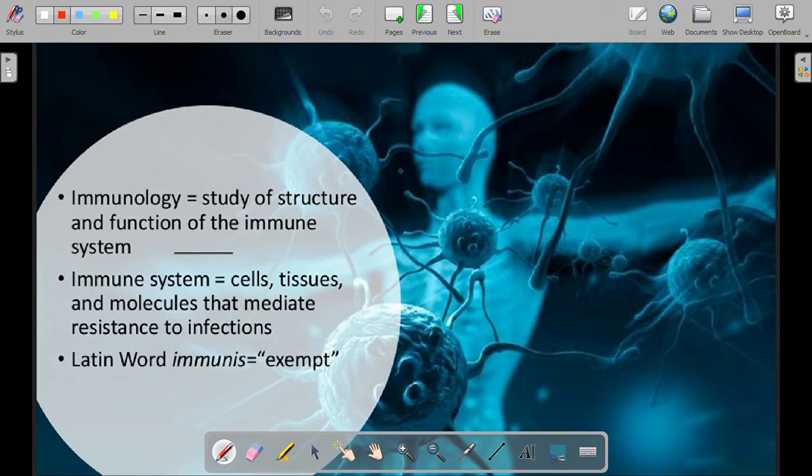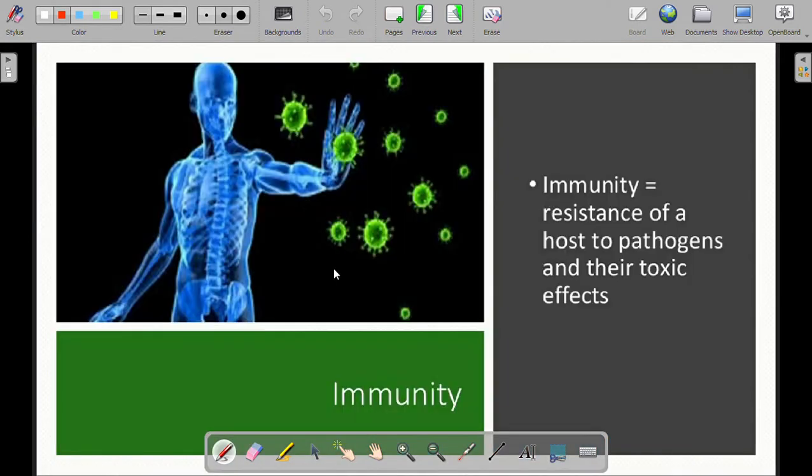First of all, we will see what is immunology. Immunology is basically the study of the structure and function of the immune system. And what is the immune system? The immune system is basically composed of cells, tissues, and molecules that mediate resistance to infections. The Latin word immunis means to exempt or to eliminate. So what is immunity? Immunity means the resistance of a host to pathogens and their toxic effects. So this is the meaning of immunity.